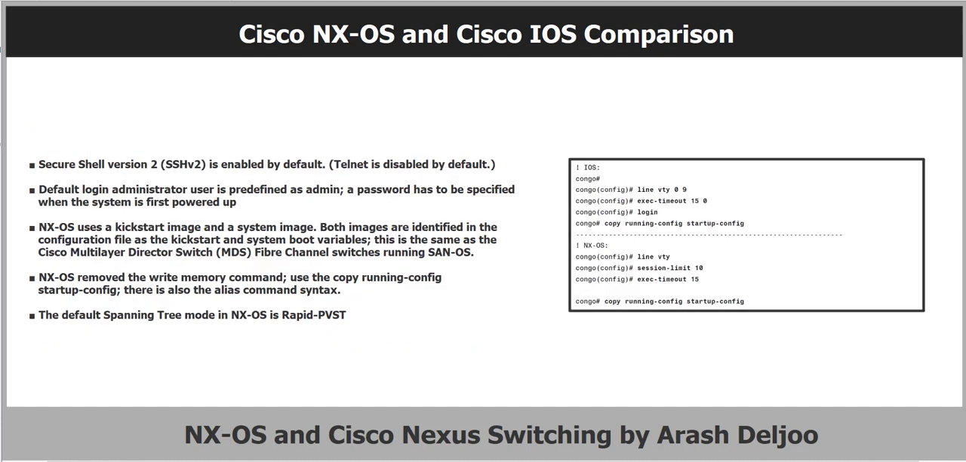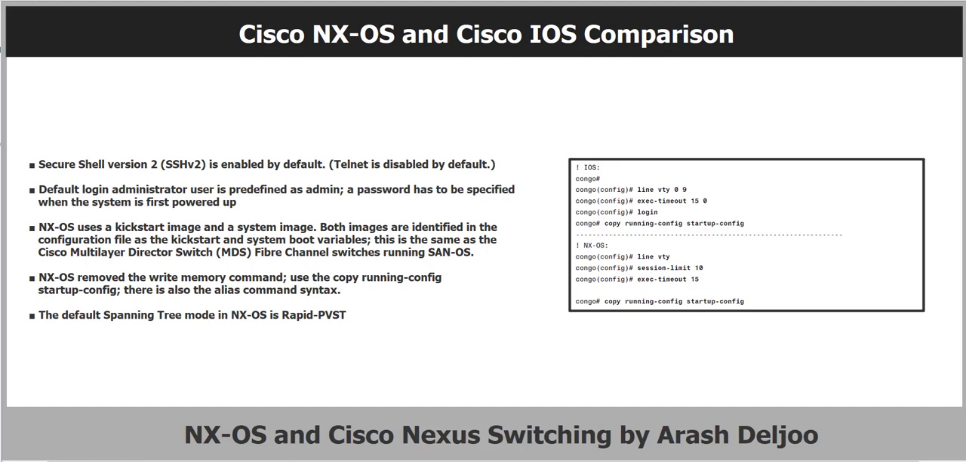The next difference is that Secure Shell version 2, or SSH version 2, is enabled by default. Telnet is disabled by default. The default login administrator user is predefined as admin. A password has to be specified when the system is first powered up. With NX-OS, you must enter a username and password. You cannot disable the username and password login. In contrast, in IOS, you can simply type a password and you can optionally set the login to require the use of a username.